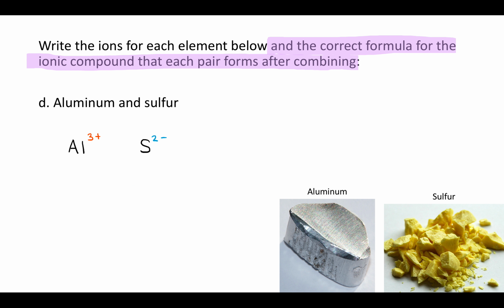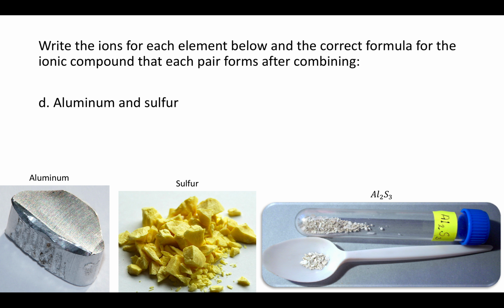The second part of the question asks for the ionic compound that these form when they combine. So to find that, we're going to crisscross the charges. The 2 that's at the top right of sulfur will go on the bottom right of aluminum. And the 3 that's at the top right of aluminum will go on the bottom right of sulfur. So Al2S3 is the formula for the compound that forms when you combine aluminum and sulfur. So when you take aluminum, mix it with sulfur, you should get Al2S3.